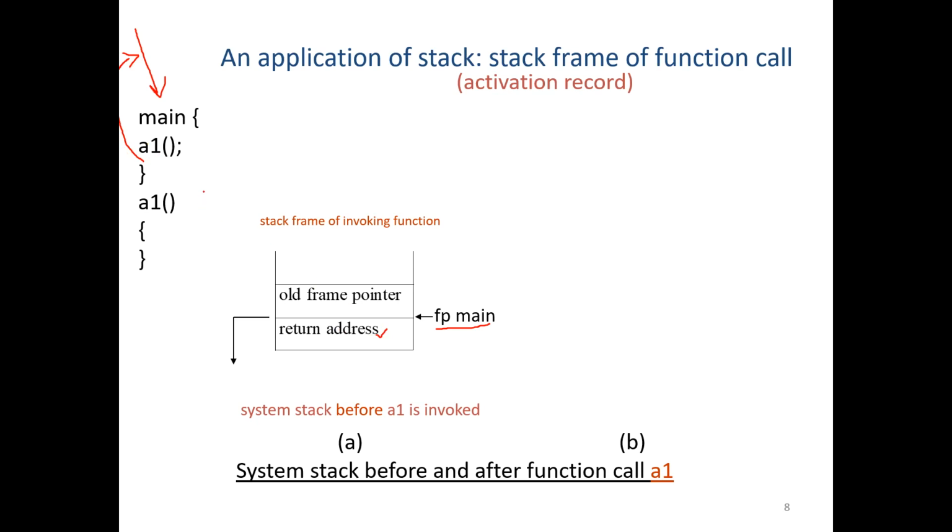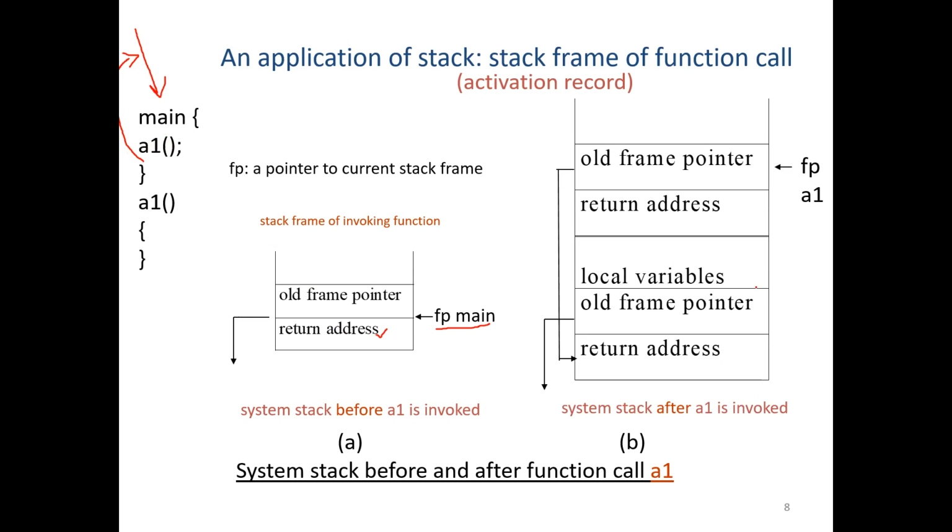Okay. Now what happens when main is calling A1? This is the thing. So the main function is calling A1. Here we don't have any parameter. Here we don't have any local variable, but a stack frame has to be created. The activation record has to be created. What all things are there in that record? One is the frame pointer, which is pointing to the return address.